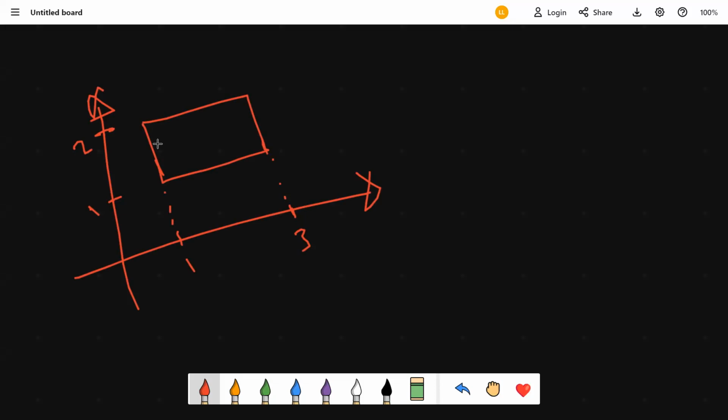But before finding the area, you need what? You need length and width. Now how do you find length and width? Here length and width are not given, rather some coordinates are given, or the points at which the specific position of the rectangle lies.